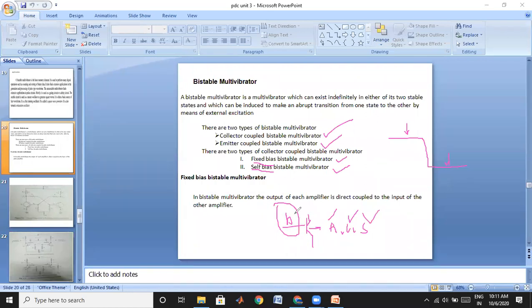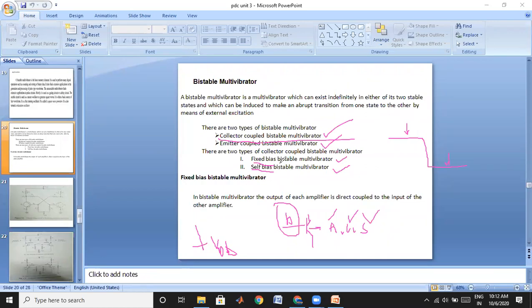Depending on the biasing technique we implement, the collector coupled one is further classified into fixed bias and self bias. If we are using a fixed bias, the biasing voltage will be fixed. The VBB voltage will be fixed and can't be changed. Therefore that comes under fixed bias.